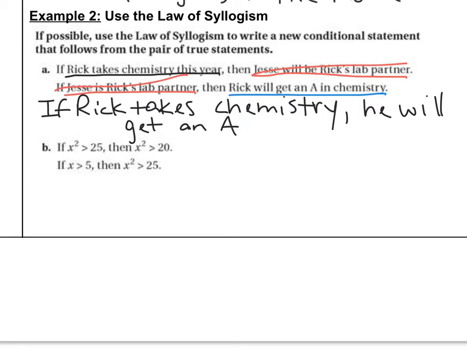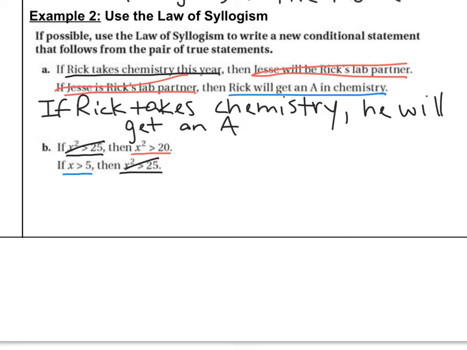Okay, so letter B, if x squared is greater than 25, then x squared is greater than 20. If x is greater than 5, then x squared is greater than 25. So sometimes it's not always going to be the conclusion from the first one and the hypothesis from the second one. You're looking for what's in common. So in this case, it's x squared is greater than 25.